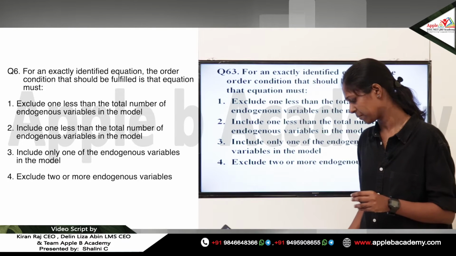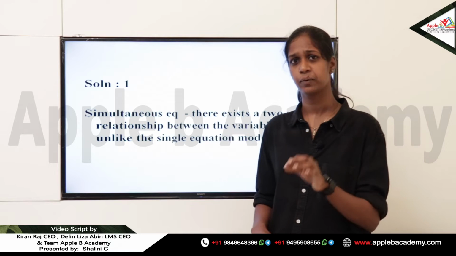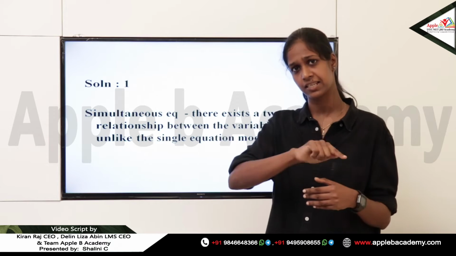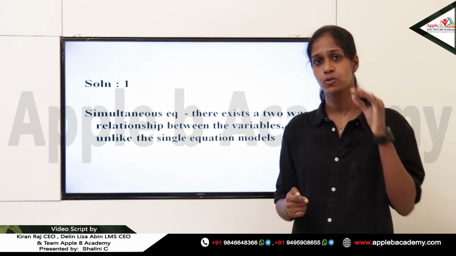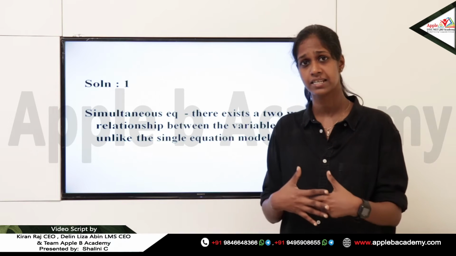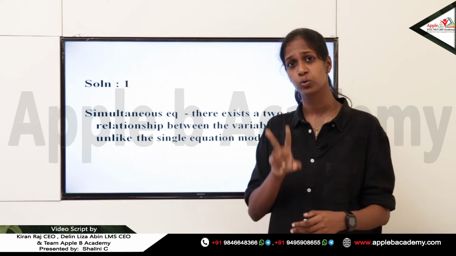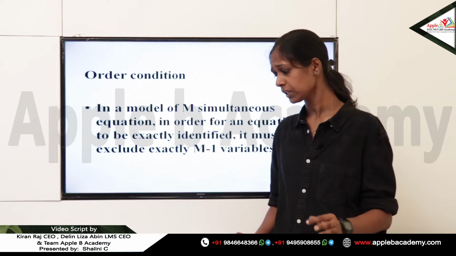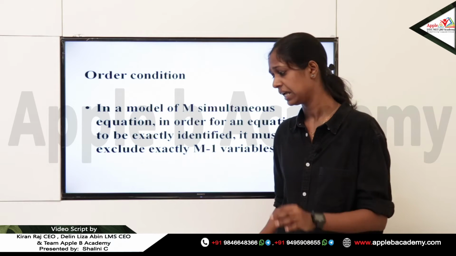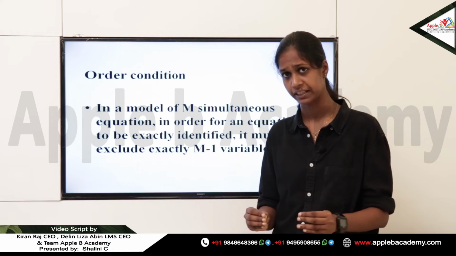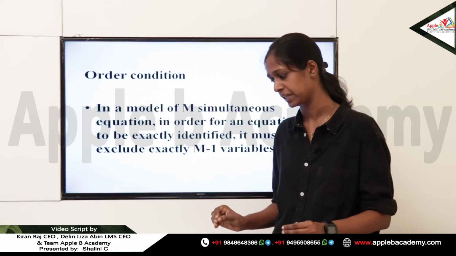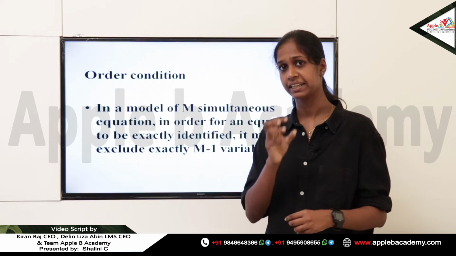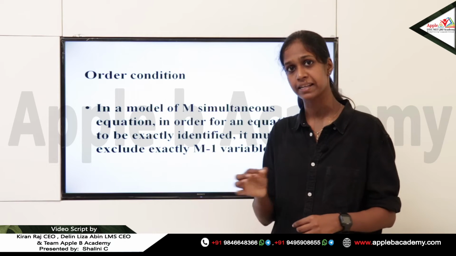So what exactly is a simultaneous equation model? Unlike a single equation model, there is a relationship from both sides. There exists a two-way relationship between the variables. X is related to y as well as y is related to x. So unlike a single equation model, there exists a two-way relationship in a simultaneous equation model, and there are two main conditions for order condition. So those two conditions are: 1, in a model of m simultaneous equations, in order for an equation to be exactly identified, it must exclude exactly m minus 1 variables.